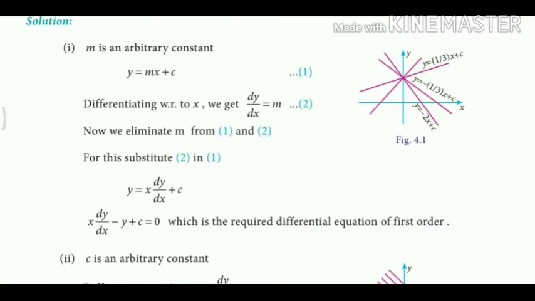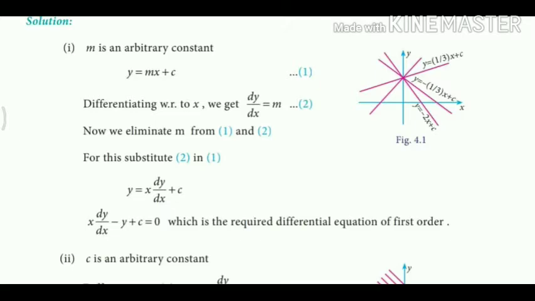Now differentiate it. If we differentiate with respect to x, we are getting dy by dx equal to m. x is differentiated as 1 because m is an arbitrary constant. So m into 1 plus c. c is also a constant, so c is eliminated. Now we eliminate m from equation 1. So in the first equation we have to eliminate m. So substitute this value, that is dy by dx equal to m.